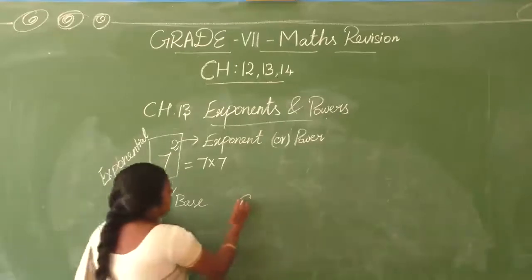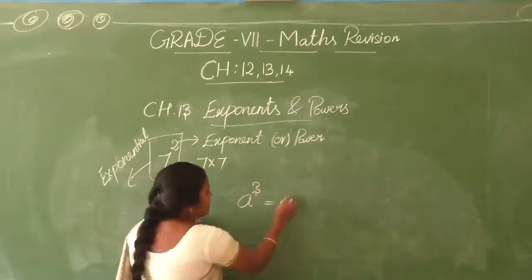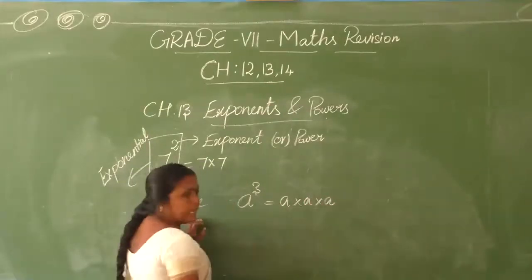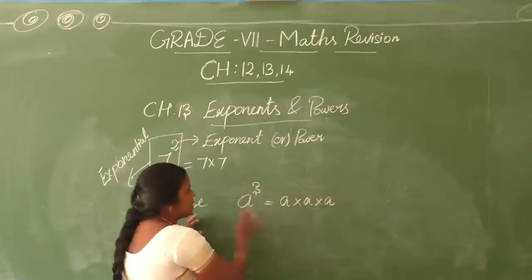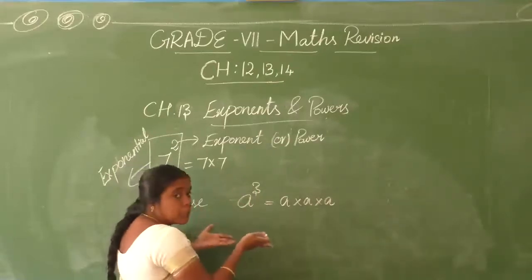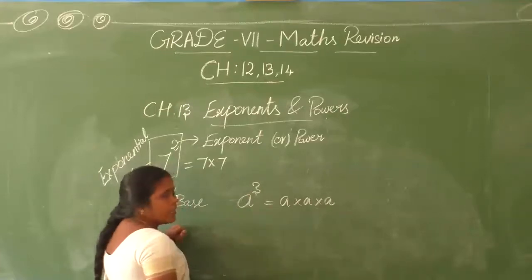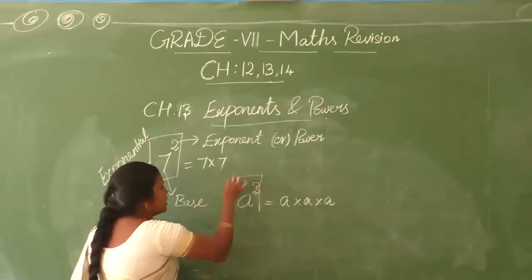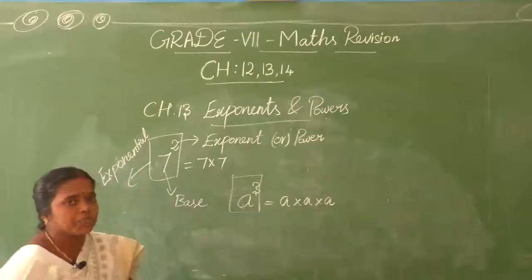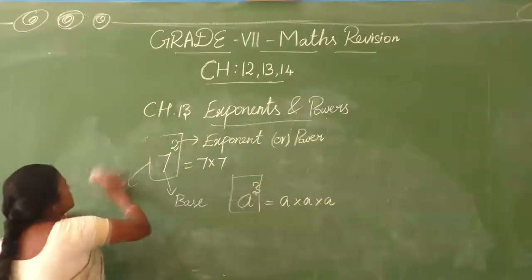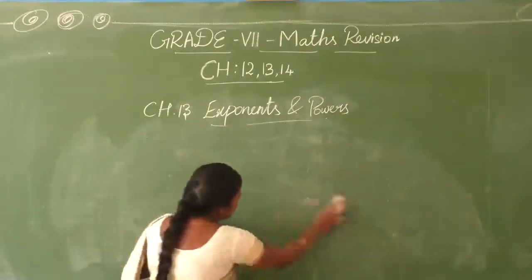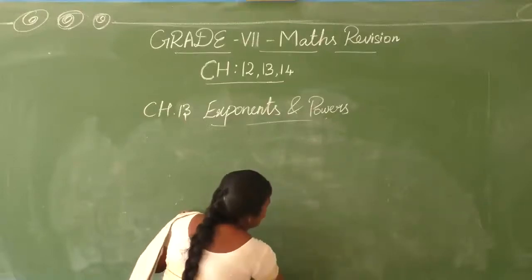Clear? See, a cube. What is the meaning? A into a into a. That number is multiplied by itself 3 times. In short, how do you write that? Using power notation, that means exponential form: a cube. Here a is called the base, and that 3 is called the exponent or power. Together, that formation is called an exponential form. Understood? So on this basis, you have learnt some laws, I think. Yes or no? You have learnt the formulas here.